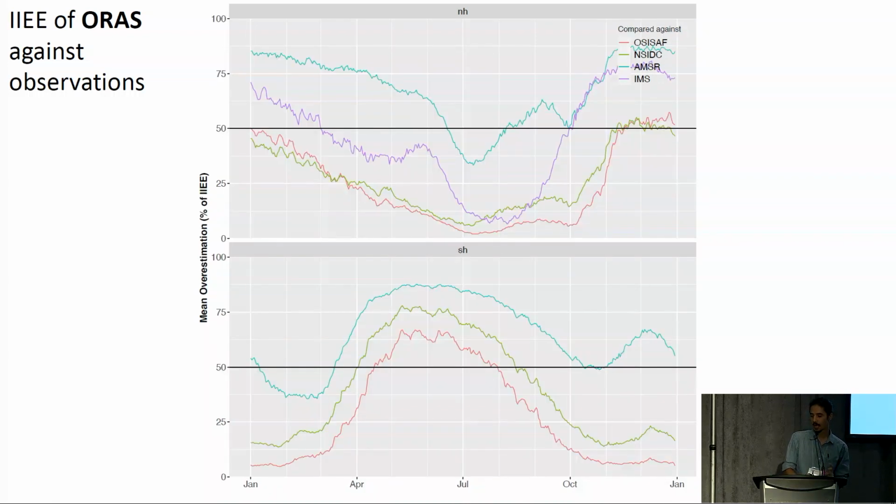We can also look at how much of the error is due to overestimation by the analysis. Here we see that in the summer, the error is led mostly by underestimation. So yeah, it's on the lower side of the overestimation chart, but in the winter, it's led more by overestimation. Also true in the southern hemisphere. So in short, the analysis has too much ice in the winter and too little ice in the summer. But if you compare between the different observations, you see that there's a difference in the behavior.